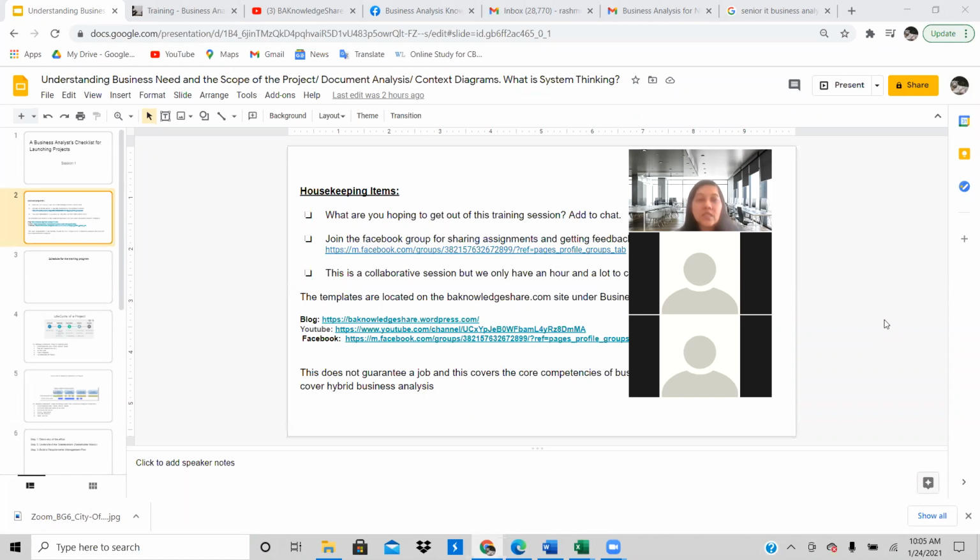The second thing is this is a collaborative session, but we only have an hour a week, so I would highly recommend let's just focus and get through things. I have templates made available. I put it up on the Google Shared Drive, but I have uploaded them as independent templates on the website. So as we move along, if you do decide to do your homework assignments, you can reference those templates on my website.